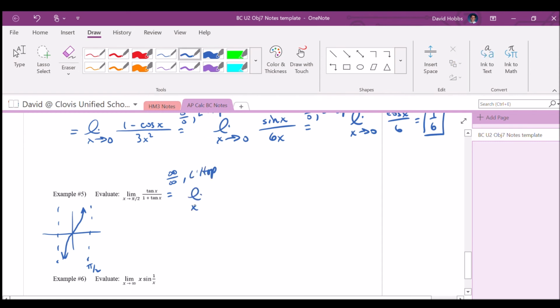So limit as x approaches pi over 2. Well, what's the derivative of tangent x? Secant squared x. Derivative of 1 is 0. Derivative of tangent x, oh, secant, oh, that's just 1. By the way, just in case any of you are worried, what is secant of pi over 2? Well, what's cosine pi over 2? Well, let's not worry about it. This one is 1. This is 1.